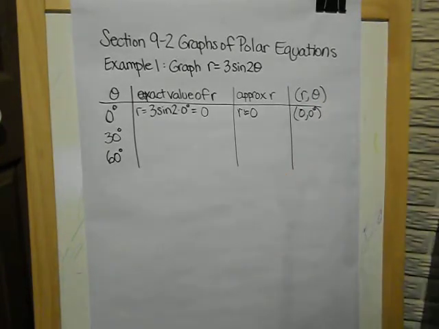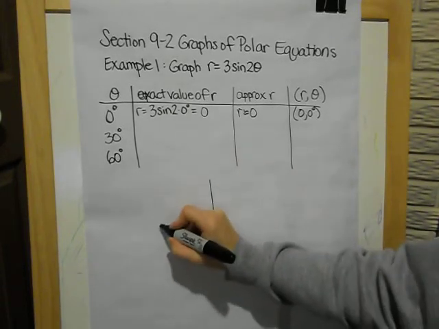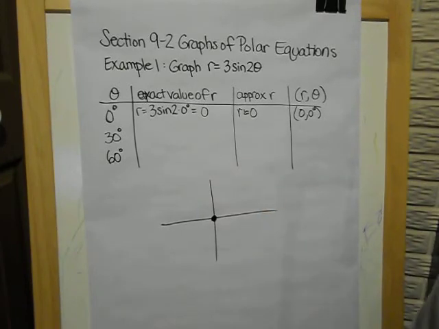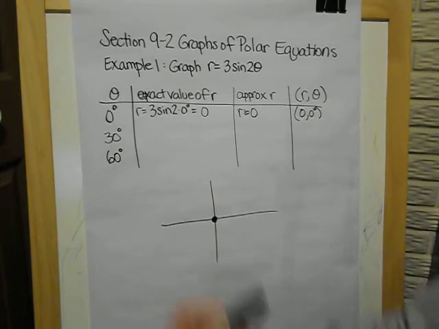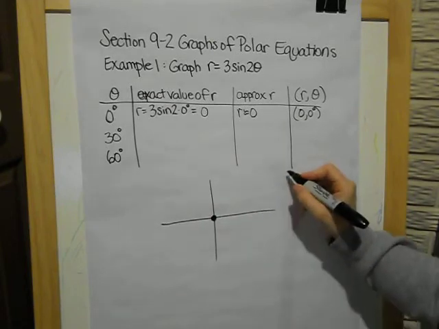We're going to plot that point then on our polar plane, which I don't have one here, but that would be at the pole, like at the origin, but in polar coordinates we call it the pole. Alright, so our next angle we're going to put a point at is 30 degrees. So that's along one of the lines jutting out there.